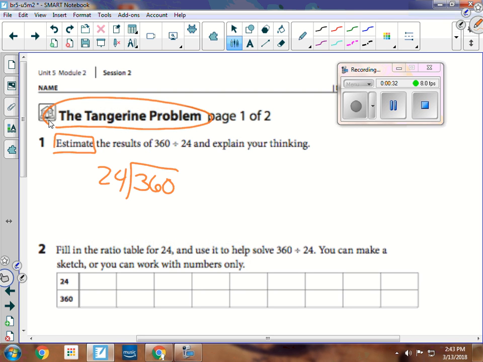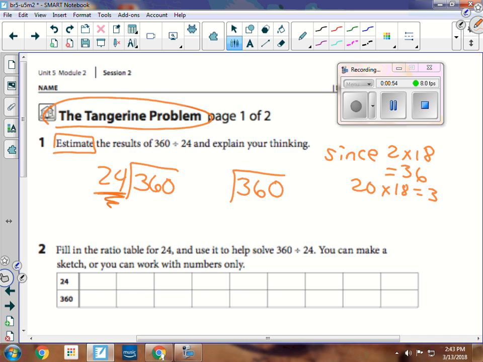So for me, I'm going to change this into 360 divided by a number that's close to 24 that's easy for me to do. Since 2 times 18 equals 36, 20 times 18 equals 360, I'm going to use 20. And remember, I usually think multiplication when I'm doing division. So how many 20s in 360? If I get rid of the zeros, it's still ratio-wise the same thing. So I know the answer here is 18. My estimate is around 18.